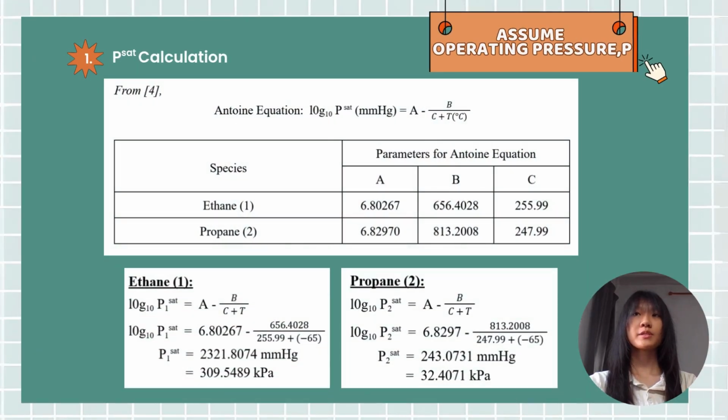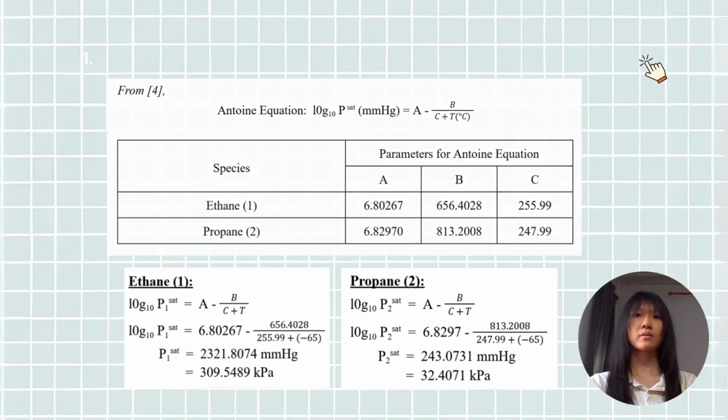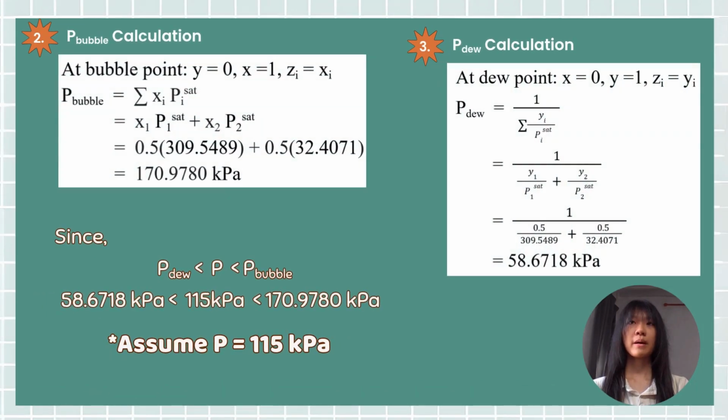For the operating pressure assumption, first we need to calculate the saturated pressure. From the reference, the Antoine equation is log10 of saturated pressure in millimeter of mercury equals A minus B over C plus the temperature in degrees Celsius. So we substitute all the parameters A, B, and C into the Antoine equation, and we can get the saturated pressure of ethane is 309.5489 kilopascal, and the saturated pressure for propane is 32.4071 kilopascal. Next is to find the bubble point pressure.